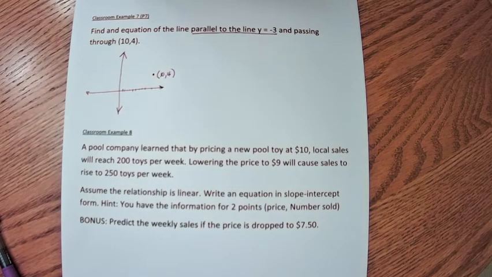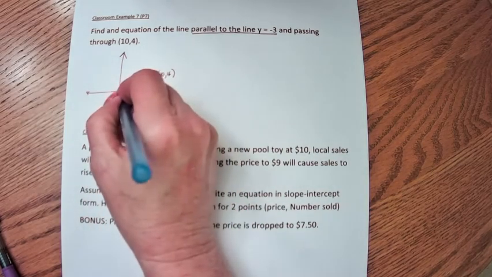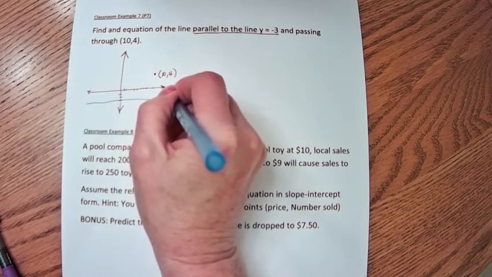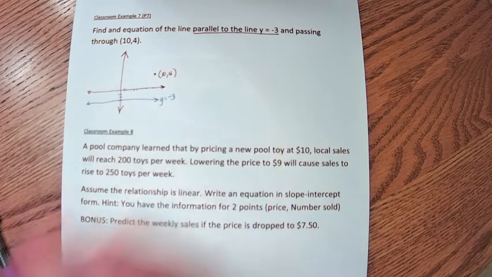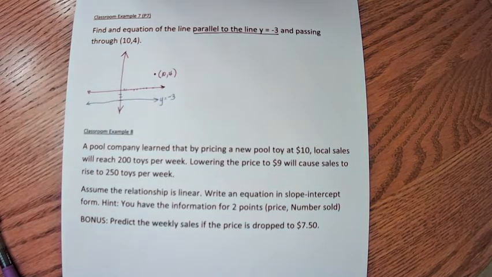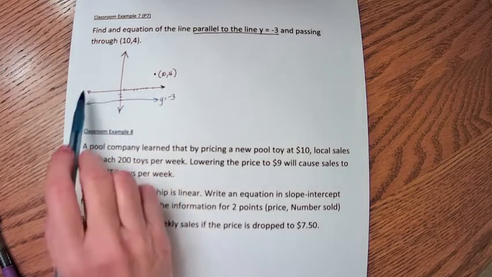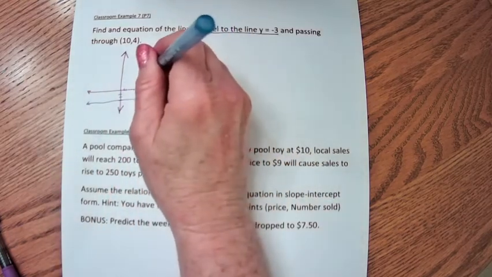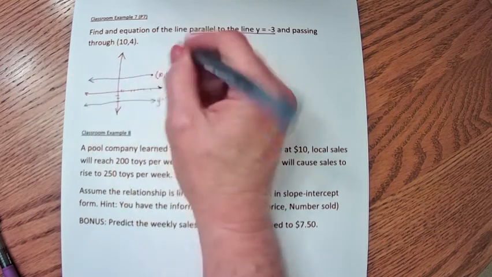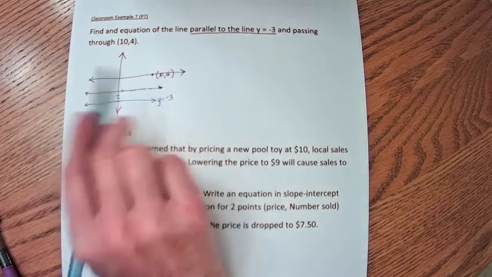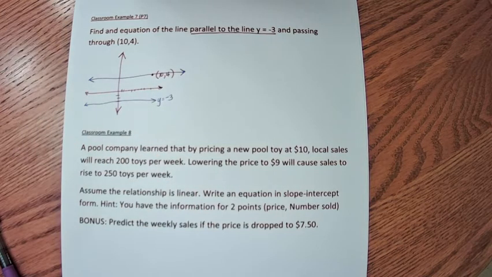What does the line y equals negative 3 look like? That is a horizontal line that goes through the point (0, negative 3). Y is negative 3 everywhere. So if I want a parallel line to this horizontal line, I'm going to want the equation of the line that is a horizontal line that goes through the point (10, 4).